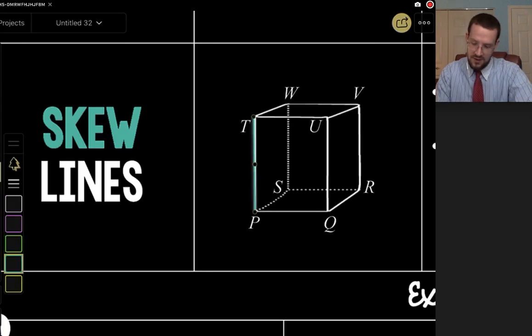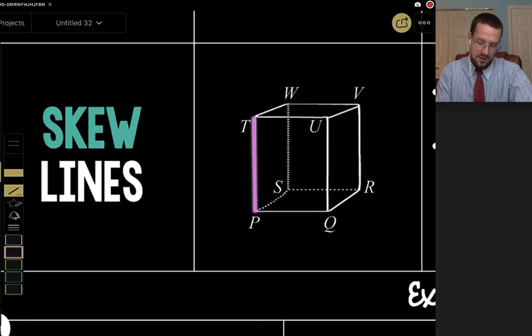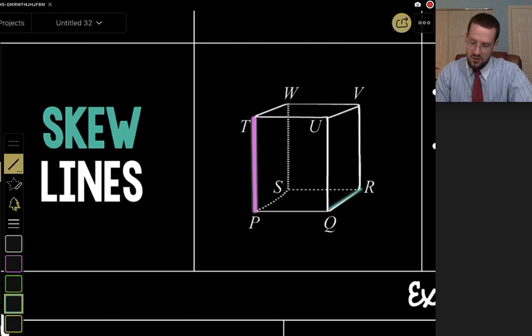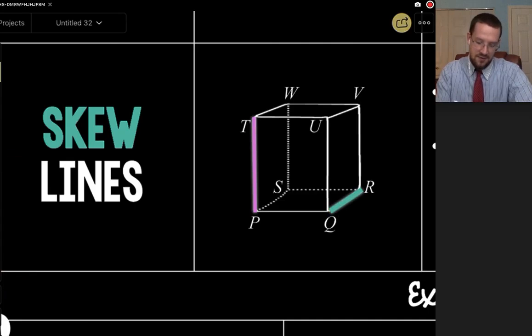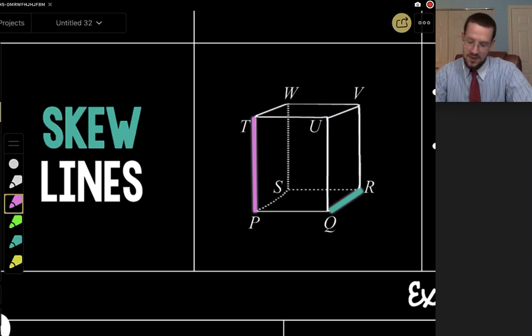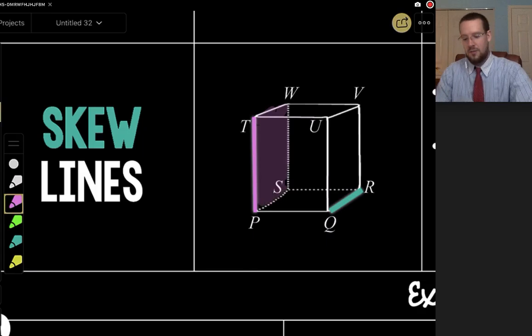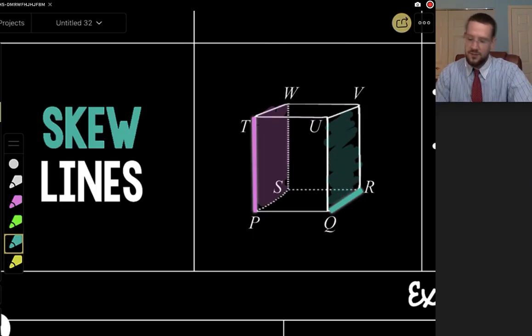let's take this line TP right here, and let's take another one over here. Let's take QR. Okay, so now notice the face of the figure that TP exists on is this one back here, right? And then the face that the other one exists on is this one back here, right?